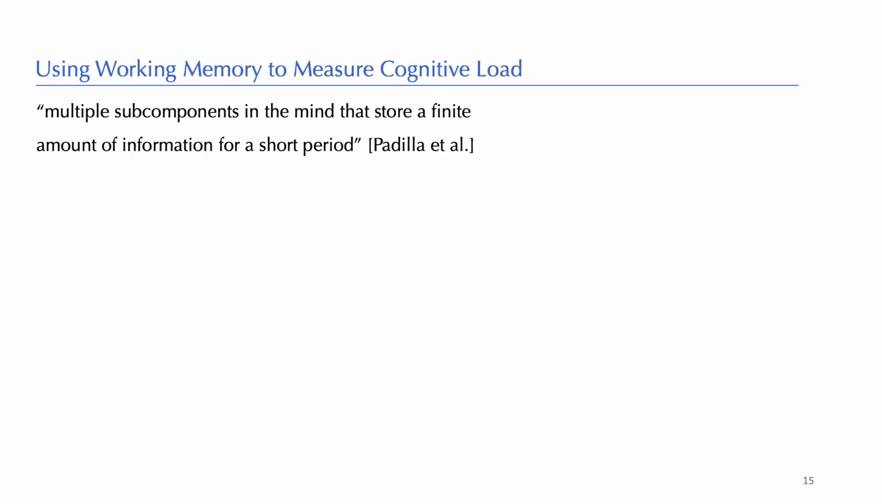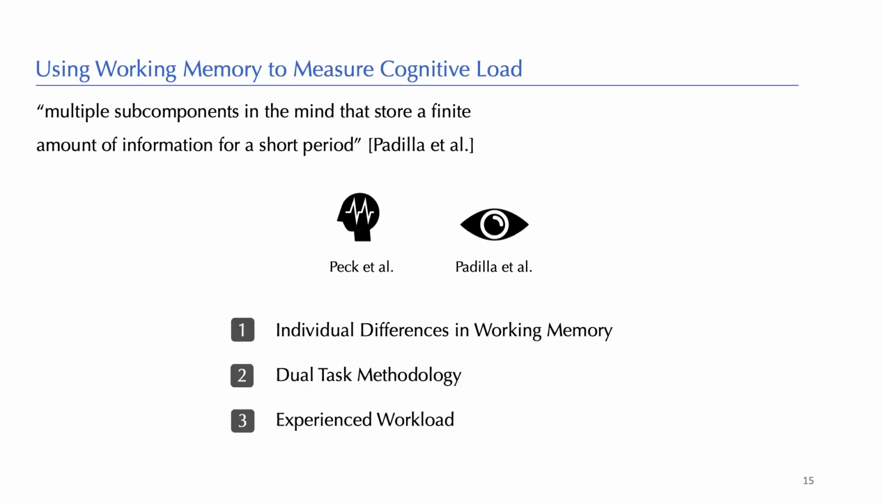Cognitive load can be measured by looking at working memory, which is defined as multiple subcomponents in the mind that store a finite amount of information for a short period of time. There are a number of ways to evaluate working memory. Physical methods such as EEG or pupillometry are effective, but require a significant amount of equipment. In our work, we used 3 different methods of measuring working memory: individual differences in working memory, a dual task methodology, and finally, experienced workload.